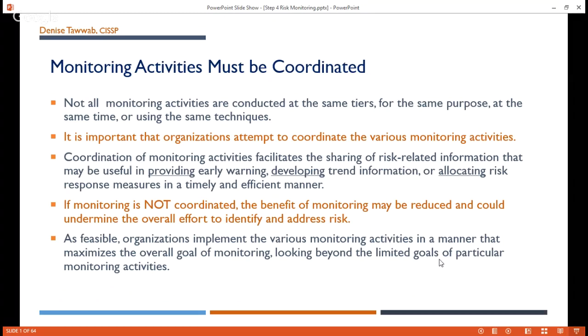It is important that organizations attempt to coordinate the various monitoring activities. Coordination of monitoring activities facilitates the sharing of risk related information that may be useful in providing early warning, developing trend information, or allocating risk response measures in a timely and efficient manner. If monitoring is not coordinated, the benefit of monitoring may be reduced and could undermine the overall effort to identify and address risk. As feasible, organizations implement the various monitoring activities in a manner that maximizes the overall goal of monitoring, looking beyond the limited goals of particular monitoring activities.